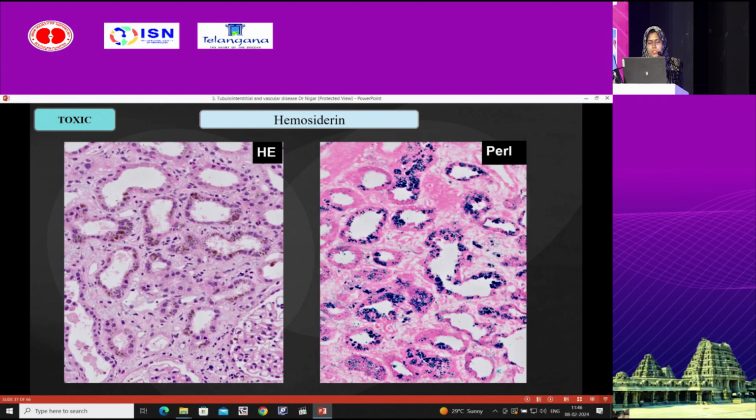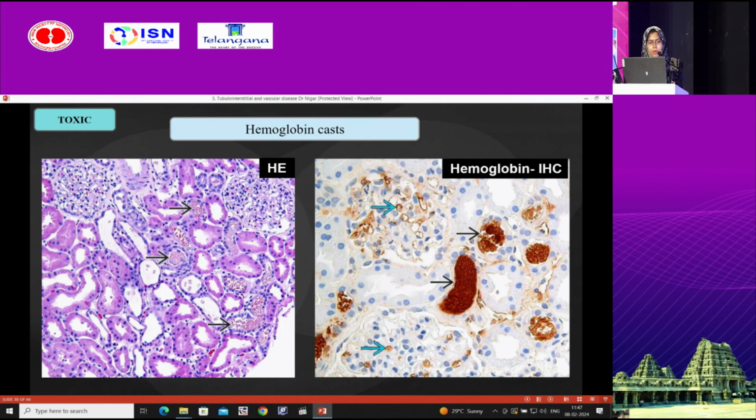This was a patient with renal dysfunction showing cytoplasmic brownish pigment in the tubular epithelial cells, which was confirmed as hemosiderin on Perls stain. On further evaluation, this patient was found to have paroxysmal nocturnal hemoglobinuria. And this was a patient of March hemoglobinuria showing these reddish brown granular casts, which was confirmed as hemoglobin on IHC.